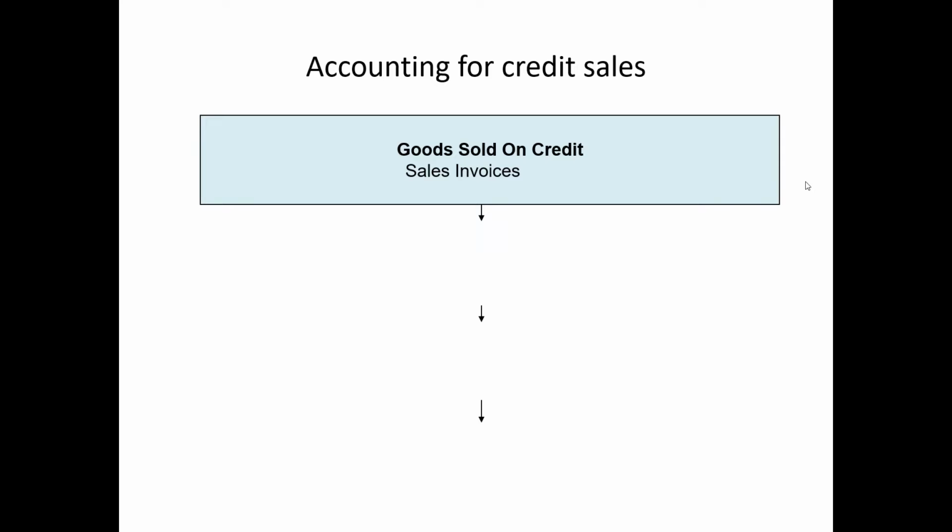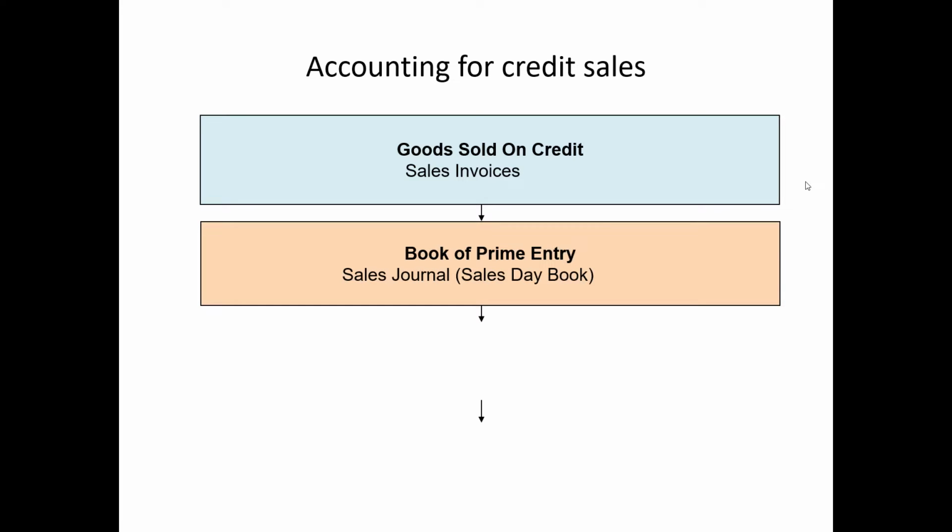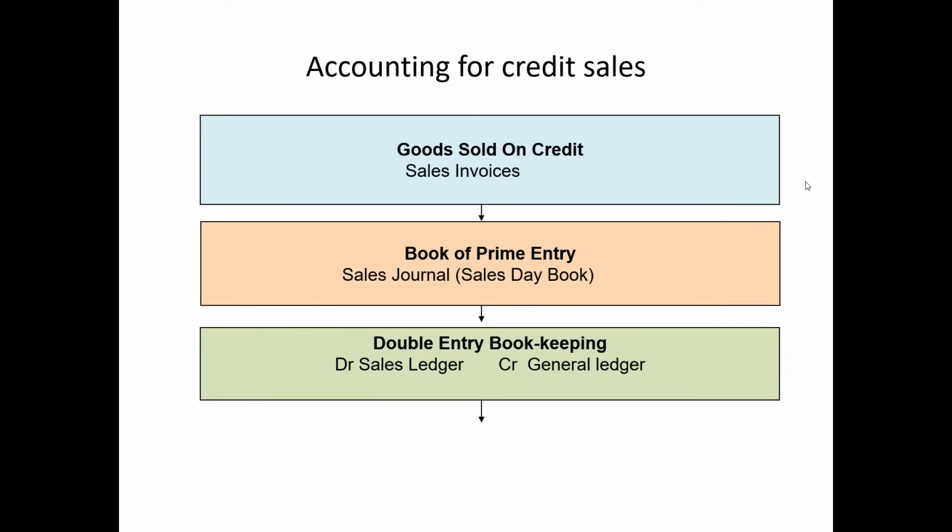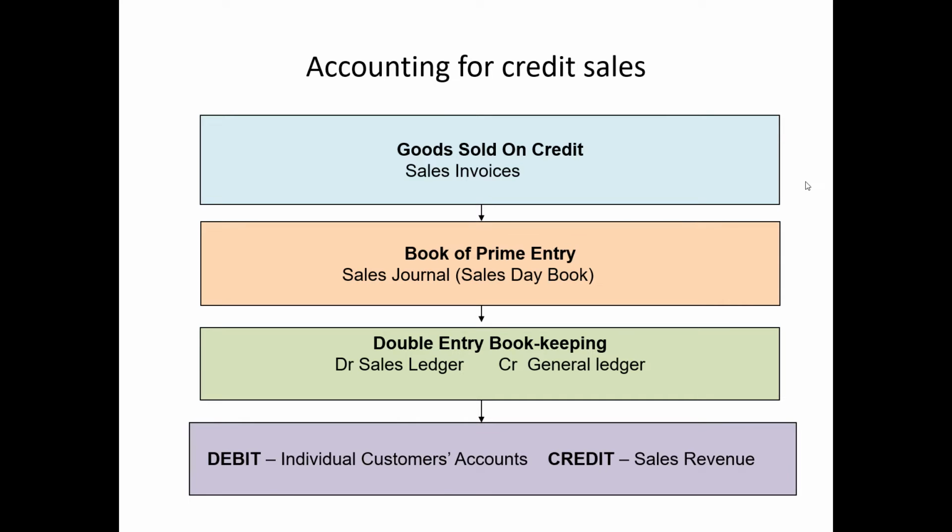So just to summarise then, when we get accounting for credit sales, goods are sold on credit to the customer. We raise sales invoices that are sent out to those customers. Those invoices are then entered into the sales journal, which is a book of prime entry. Then the double entry bookkeeping takes place at the end of the month. When we total up the sales journal, we debit all of the accounts in the sales ledger, and we credit the general ledger with the total amount of sales. So we can see there the individual accounts are debited and the credit is going to the sales revenue account.